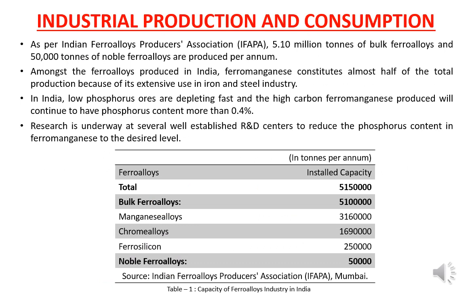Industrial production and consumption. In India, 5.1 million tons of bulk ferroalloys and 50,000 tons of novel ferroalloys are produced per annum, in which ferromanganese constitutes almost half of the total production. But low phosphorus ores are depleting fast, and high carbon ferromanganese products will continue to have phosphorus more than 0.4%.